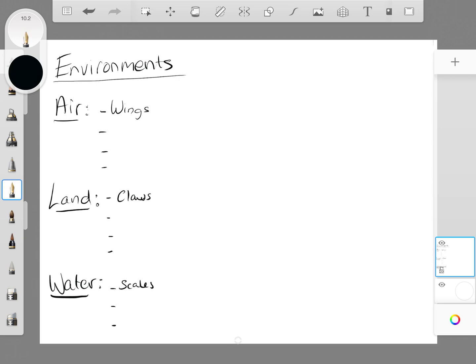The next stage of the planning is to think about the purpose of that particular feature. For wings, the purpose would be to fly. Claws would be to attack, and I might say to attack prey, because a lion uses its claws to catch the deer. And scales, I believe, are there to protect the body and help with movement.